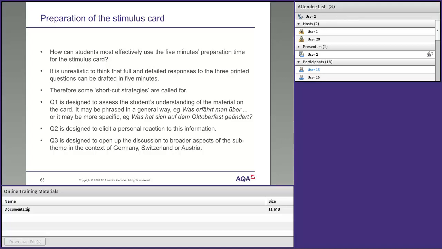The first thing that students need to be made aware of is what the 3 questions are. So question 1 is designed to assess the student's understanding of the material actually on the card. It can be quite general, or it can be something very specific, as you've got in the 2 examples there. Question 2 is designed to elicit a personal reaction to that information. And question 3 is designed to open up the discussion to broader aspects of that sub-theme in the context of Germany, Austria or Switzerland.